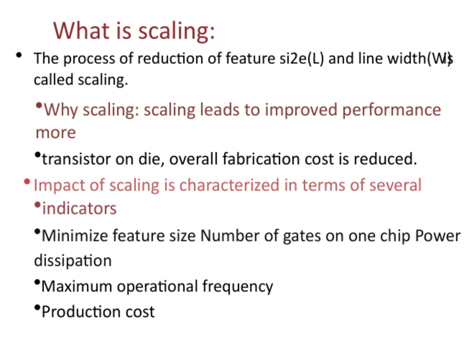Power dissipation is another critical factor, as smaller features can help lower the power consumed by the chip, which is essential for efficiency and heat management. Finally, maximum operational frequency, the speed at which the chip can run, is improved due to reduced distances for electrical signals, enabling faster processing speeds. All these factors together highlight why scaling is so important in semiconductor technology.